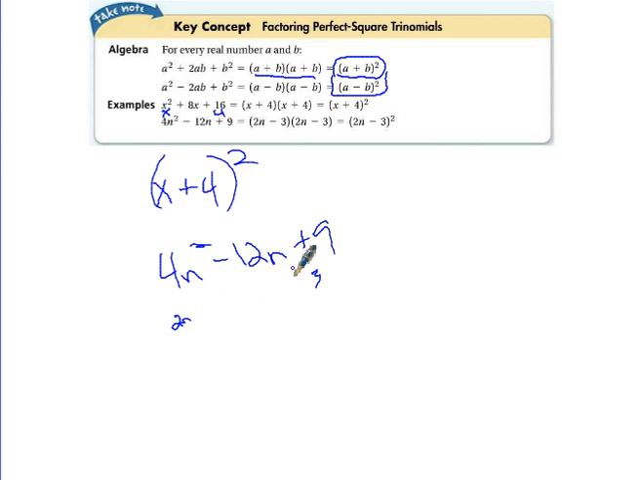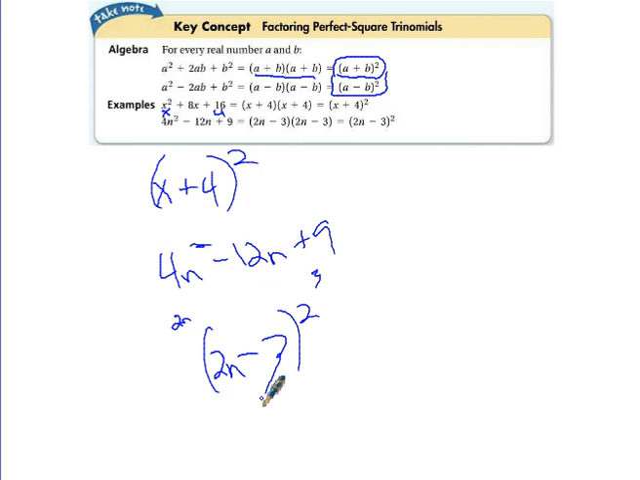So that means that I can write my answer as something squared. The sign here is going to be the sign here. And then this number goes here, the 2n, and then this number goes here, the minus 3. And that's the answer. So that's the pattern.